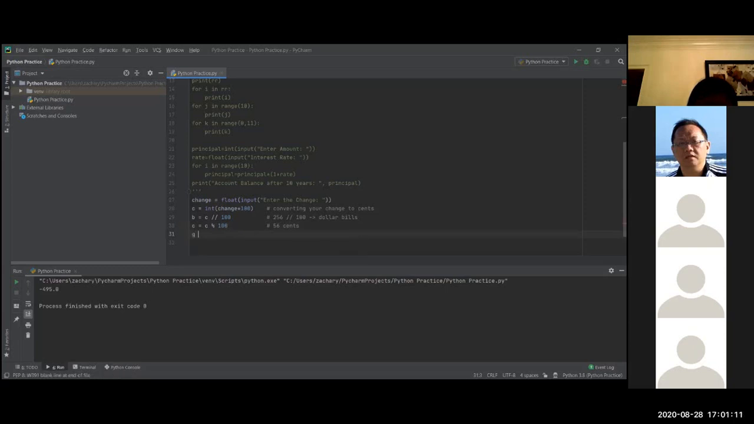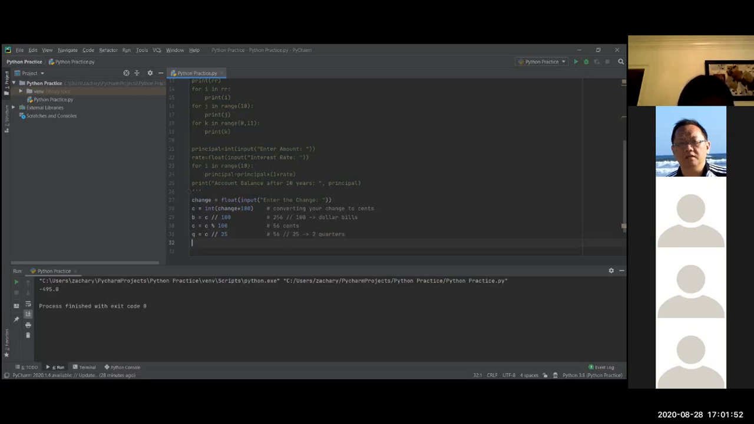So this one I have a quarter. My quarter should be what? My quarter should be my new cents divided by 25. So that should be 56 divided by 25. That will give me 2 quarters.